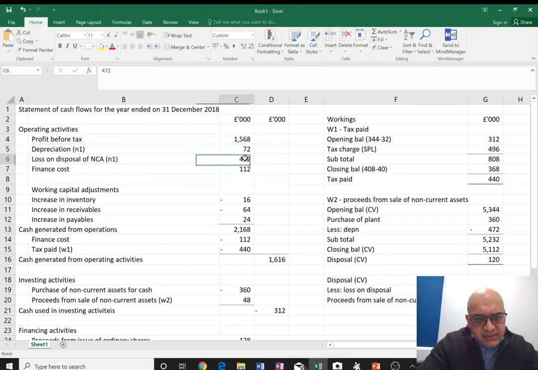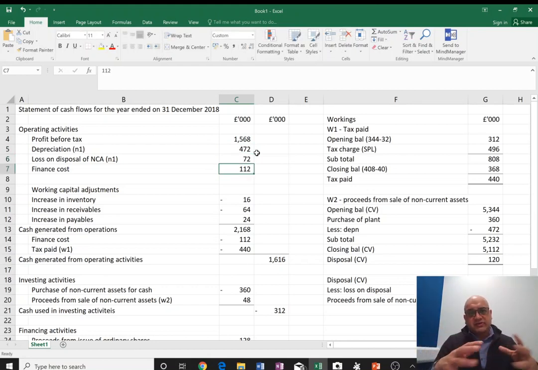Sorry, I think it's switched. So loss on disposal, I'm sorry. The depreciation was 472, and the loss was 72. Okay, let's switch it. So the depreciation was 472, it's a huge balance. So we remove that. It is not cash. Loss on disposal is also not an operating activity. All right, so we removed it.